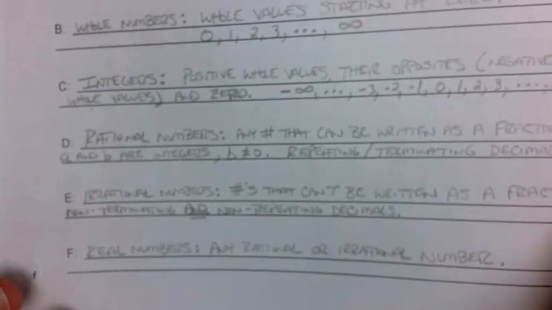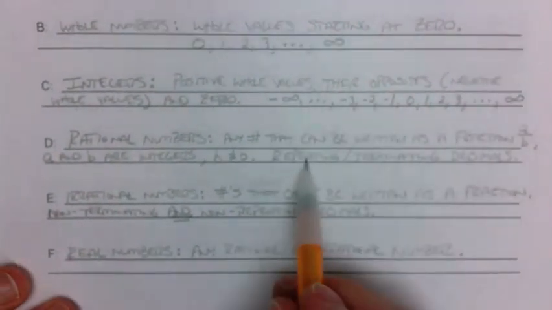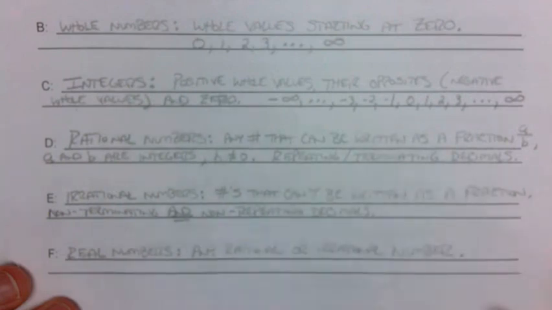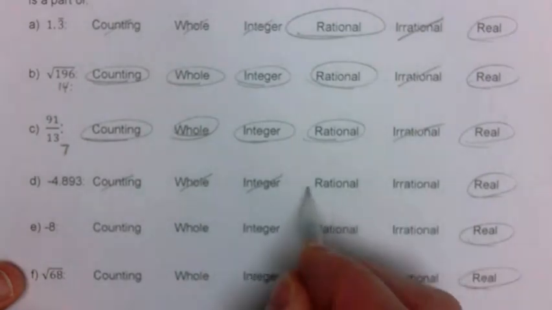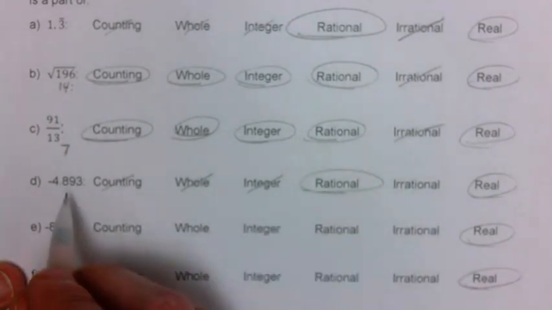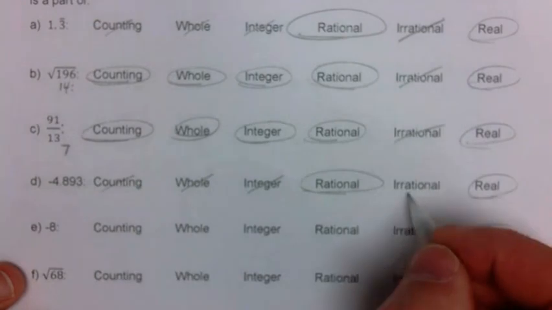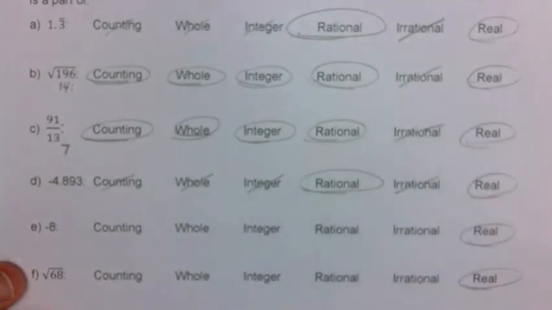So going back to our descriptions again, rational numbers include repeating decimals, but that's not a repeating decimal, negative 4 and 893 thousandths. But terminating decimals are also rational. Terminating means that that decimal stops. And this decimal stops right there at the 3. So this decimal terminates, meaning that it must be a rational number. I would be able to make a fraction out of that. It can't be irrational then, and it's also real.